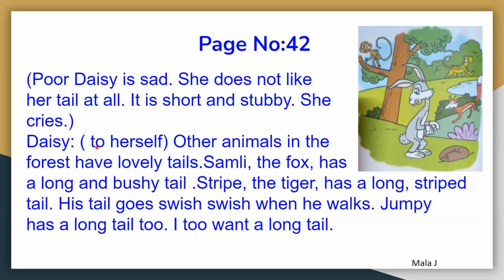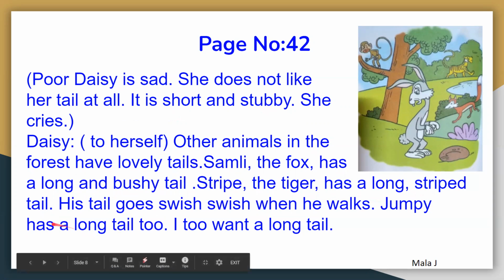Daisy is telling herself, other animals in the forest have lovely tails. Samly, the fox, has a long and bushy tail. Stripe, the tiger, has a long striped tail. His tail goes swish, swish when he walks. Jumpy has a long tail too. I too want a long tail. So now Daisy is feeling very bad for not having a long tail.